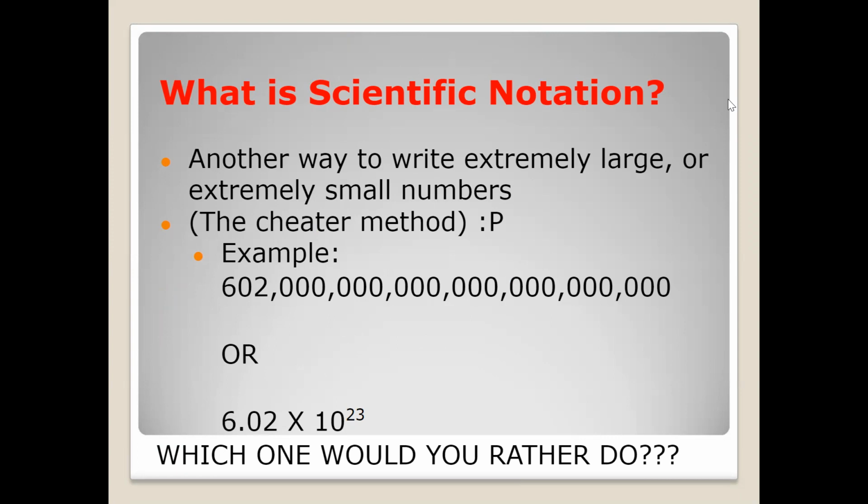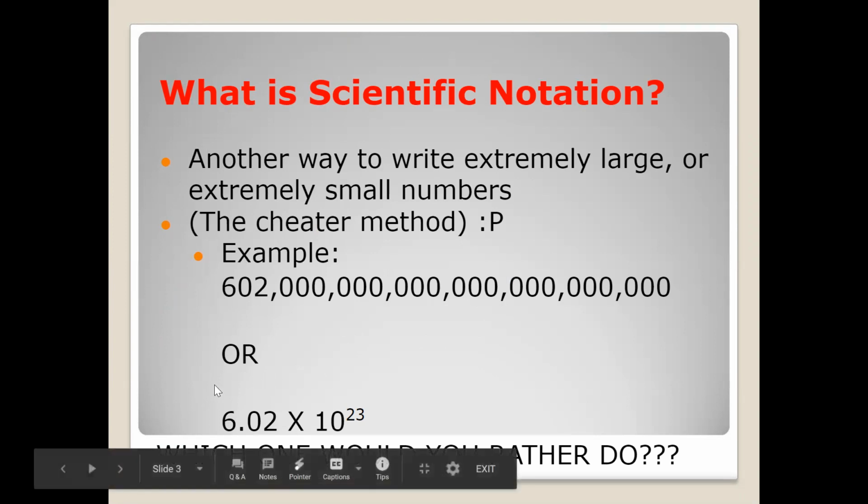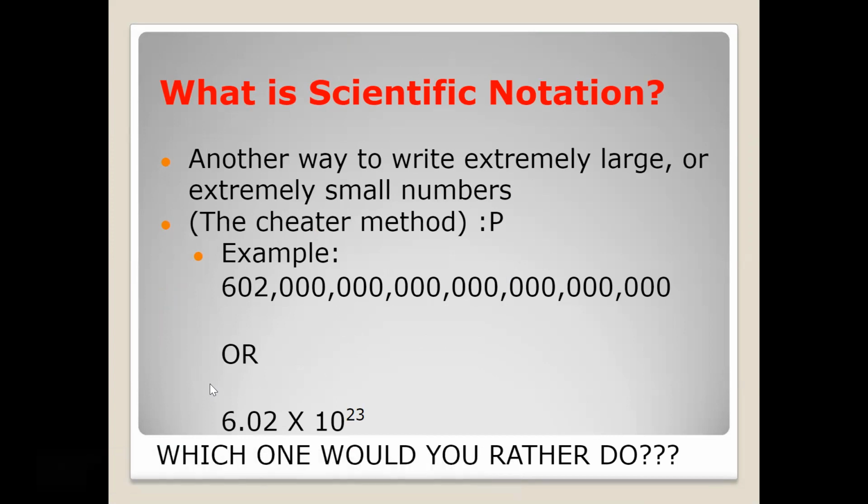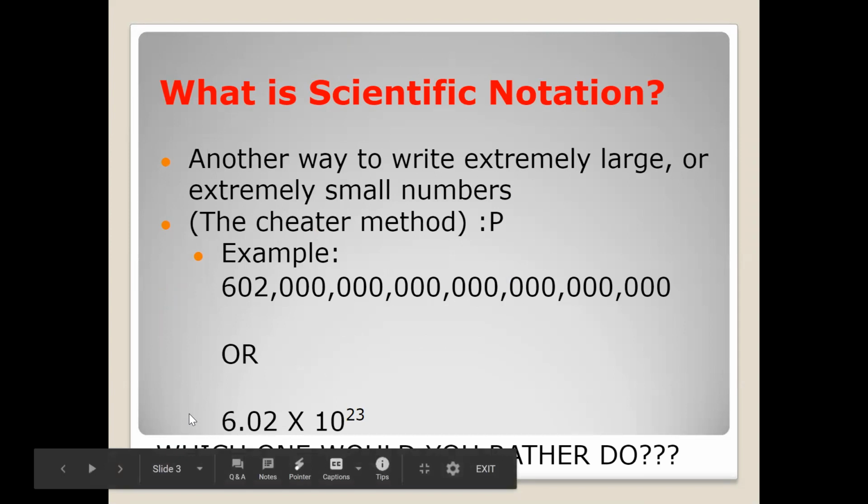So first, I just want to go ahead and talk about what scientific notation even is. It is another way to write really, really big or really, really small numbers. I sometimes like to call it the cheater method, because if you're looking at this really, really big number, this is a ridiculous number to have to write out longhand all of the time if you're using it in whatever calculations. So another way to write this number is down here, 6.02 times 10 to the 23rd power. These two numbers are the same.